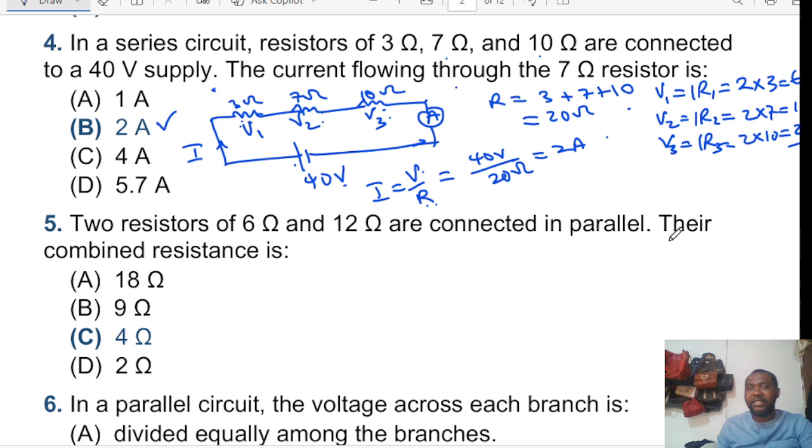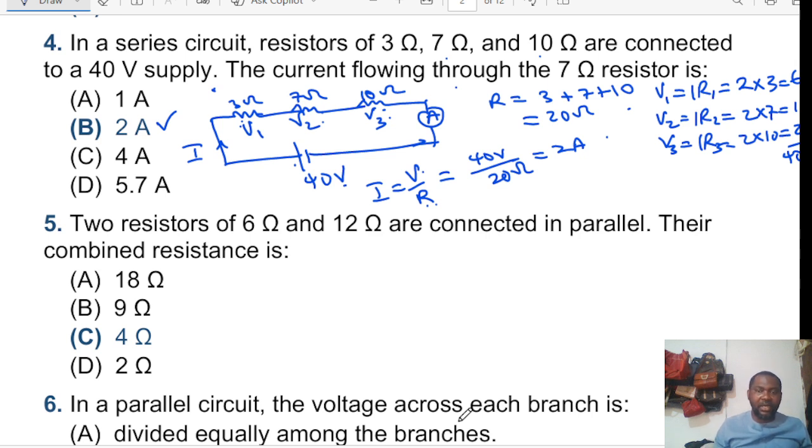How you know your answer is correct is that when you add these 3 voltages, you are going to get the total voltage, which is 40 volts. You see? That's quite easy, isn't it? Very, very easy.